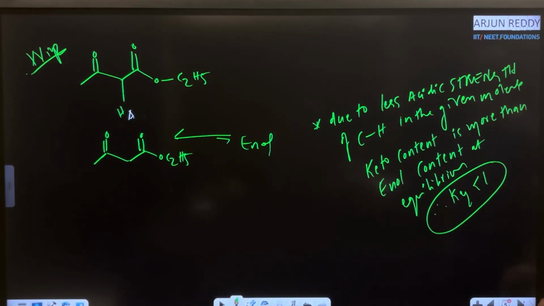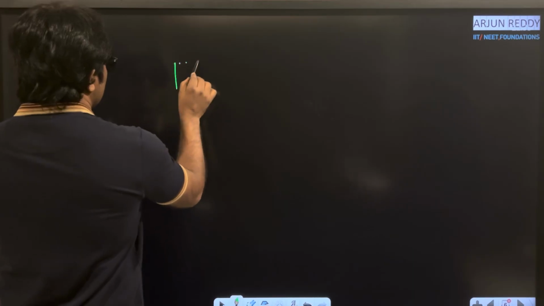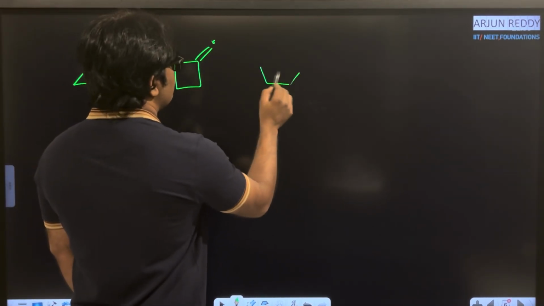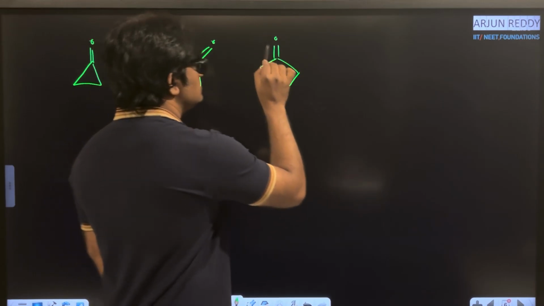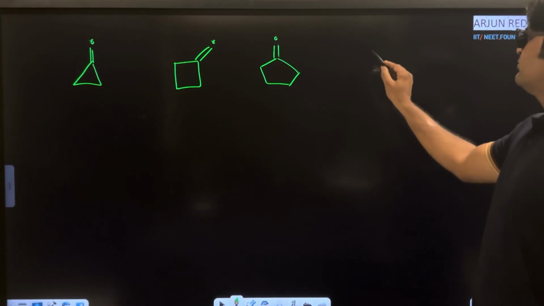Yeah, come to the next example. Here I am going to take it on the basis of bond angle strain and aromaticity. First, let me explain bond angle strain. Here C double bond O is there. Next, a 4-member ring system with double bond O, and a 5-member ring system with double bond O. So we know that bond angle strain increases, then what about the stability?